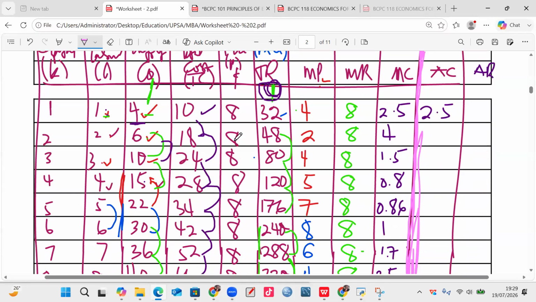What do we have for the AC? AC means total cost divided by output. So 18 divided by 6, what do we have? 3. 24 divided by 10, what do we have? 2.4. 28 divided by 15, what do we have? 1.9. 34 divided by 22, what do we have? 1.5.